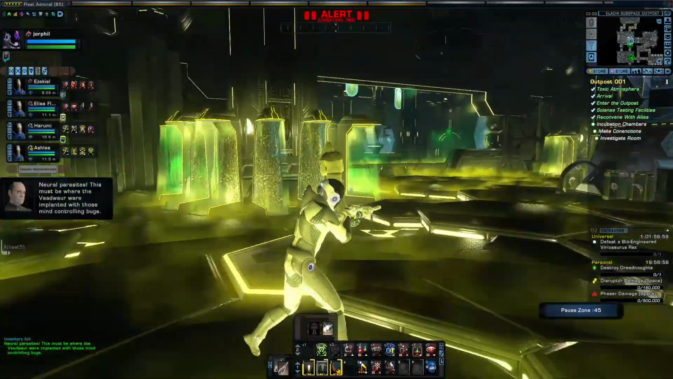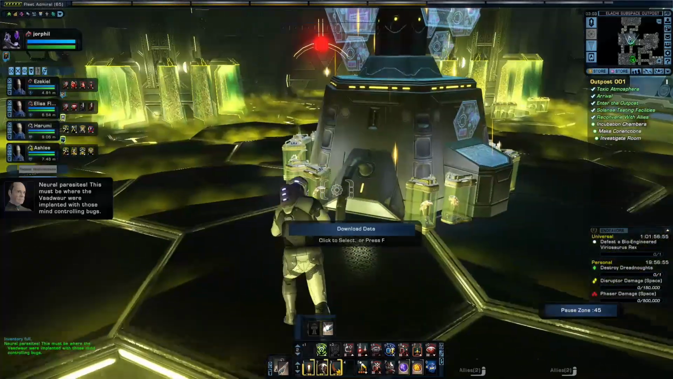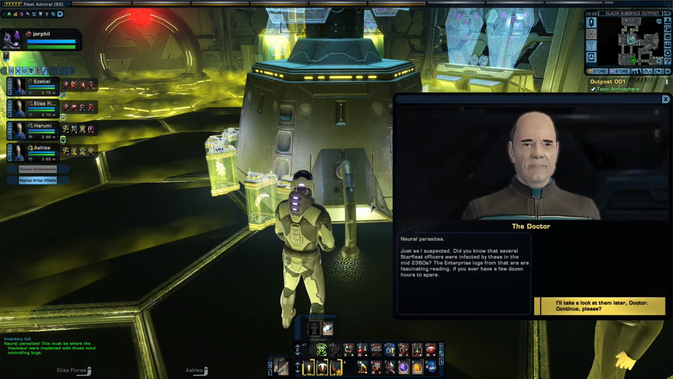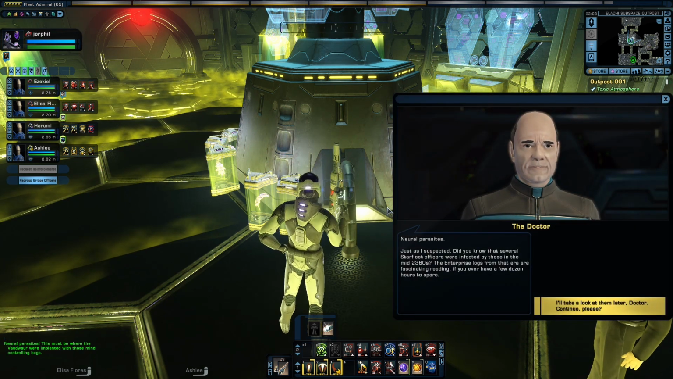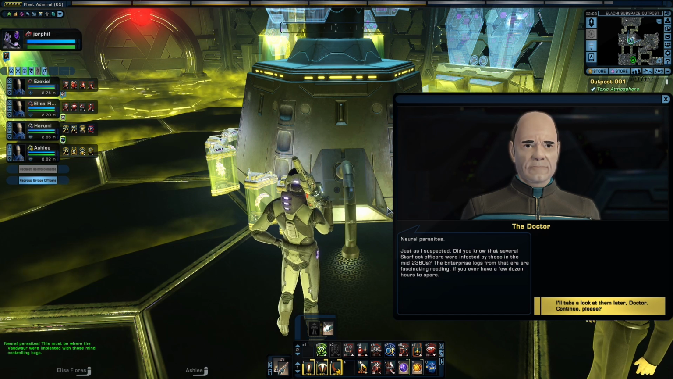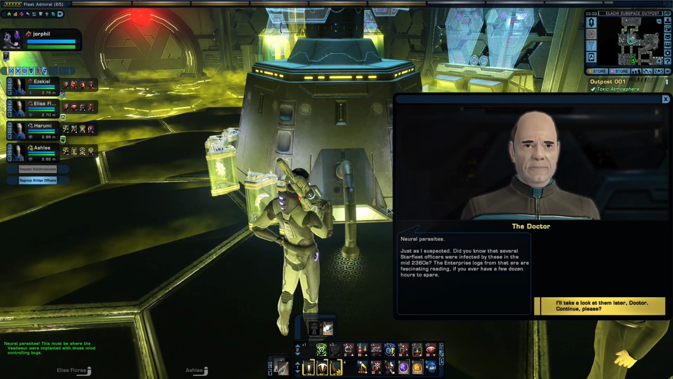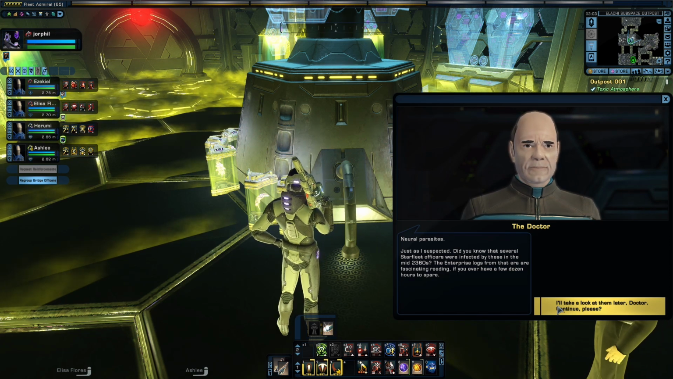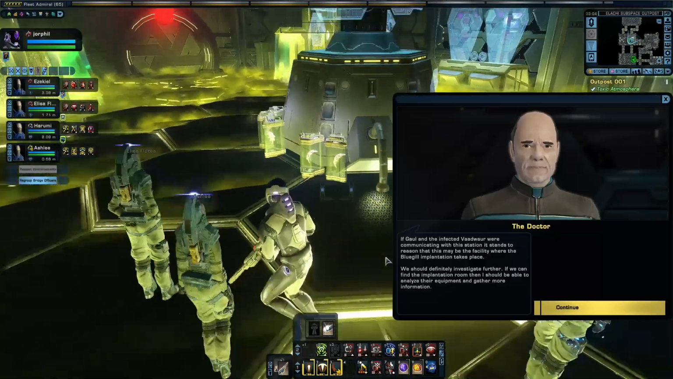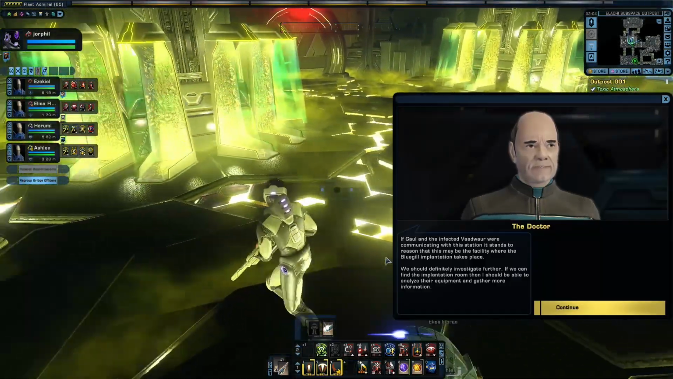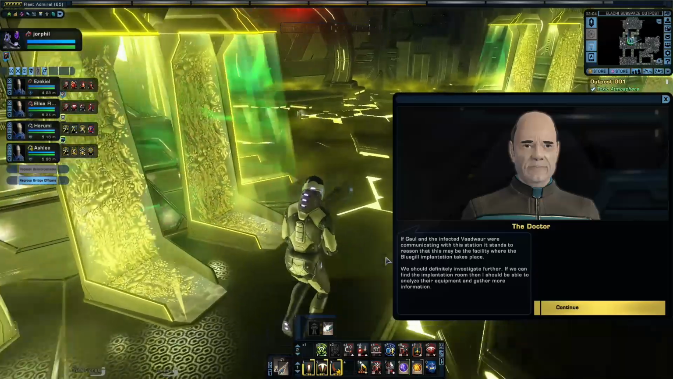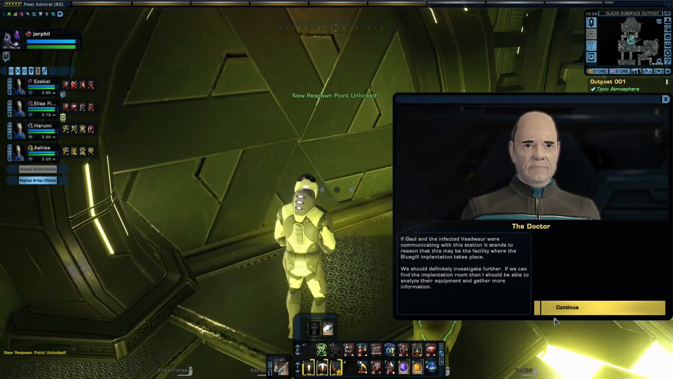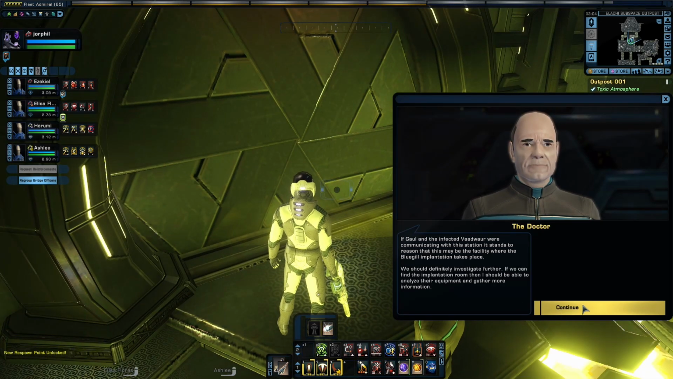Neural parasites. This must be where the Vaadwaur were implanted with those mind-controlling bugs. Neural parasites. Just as I suspected. Did you know that several Starfleet officers were infected by these in the mid-2360s? The Enterprise logs from that era are fascinating reading if you ever have a few dozen hours to spare. If Gaul and the infected Vaadwaur were communicating with this station, it stands to reason that this may be the facility where the bluegill implantation takes place. We should definitely investigate further. If we can find the implantation room, then I should be able to analyze their equipment and gather more information.